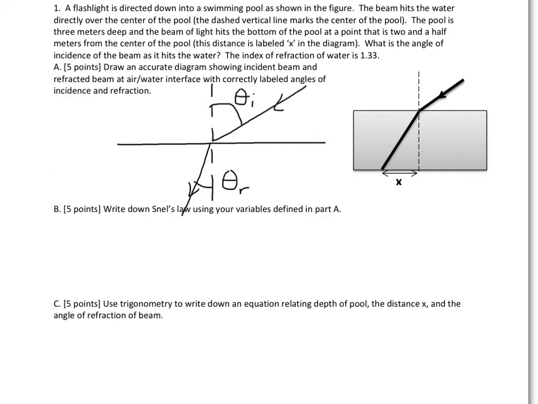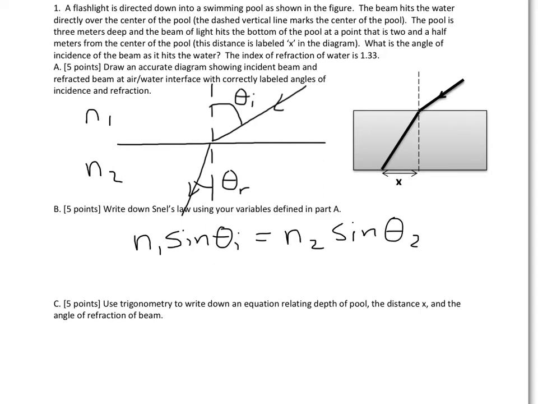So let's define n1 here and n2 for the water. In that case, the law simply says the following. I can simplify this because the first beam, the incident beam, is in air, and that index of refraction is practically 1. So I can simplify this if I wish, like this. Okay, the next problem.